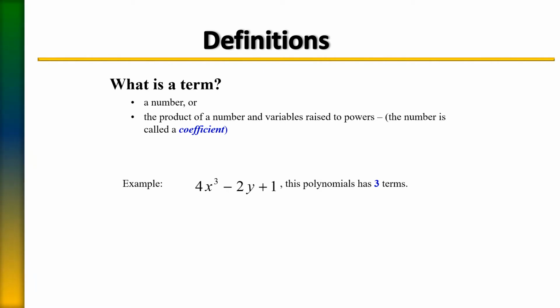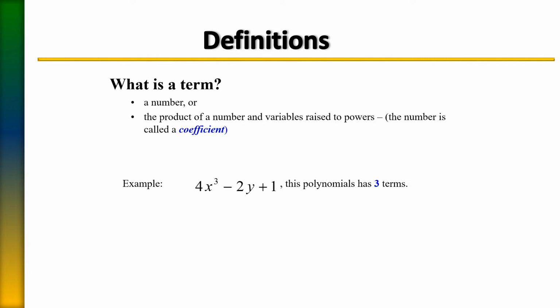Well, a term is a number or a product of a number and a variable that could be raised to a power. In other words, it could be a number and variables raised to some power multiplied together. Such as in the first term here, you have 4 and then you have x cubed. Any of that is called a term when you have a number and variables, whether they're by themselves or whether the number and variable is multiplied together.